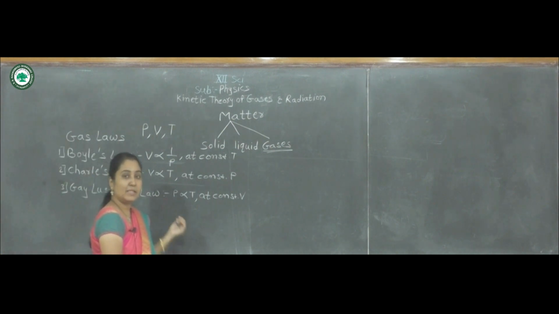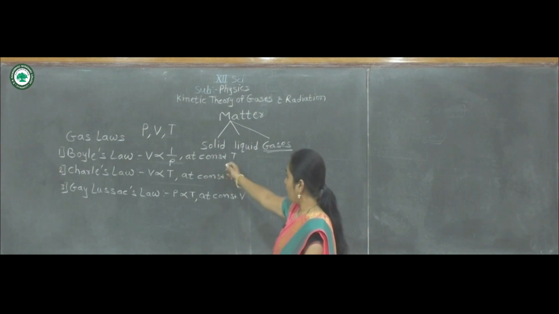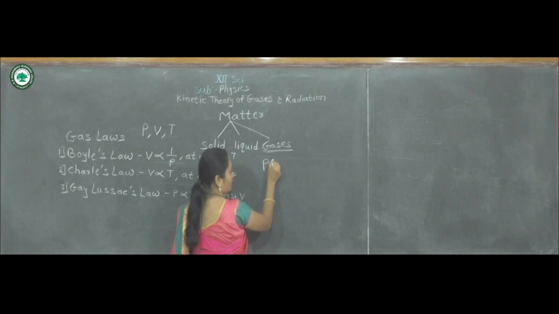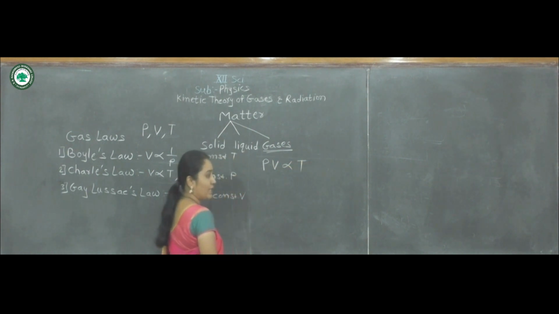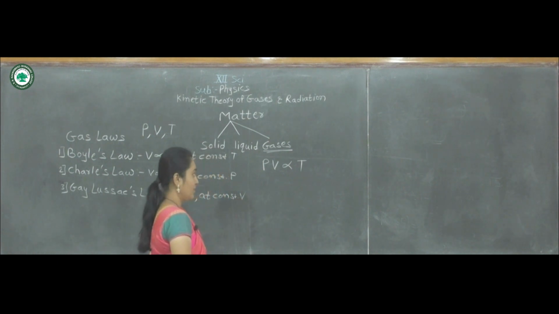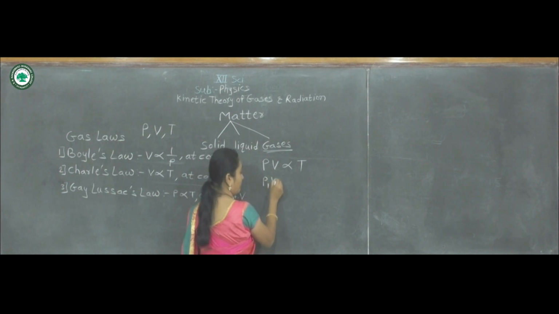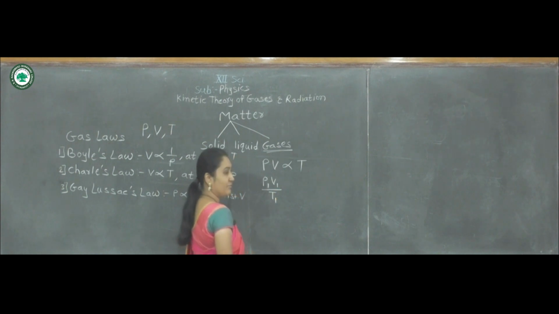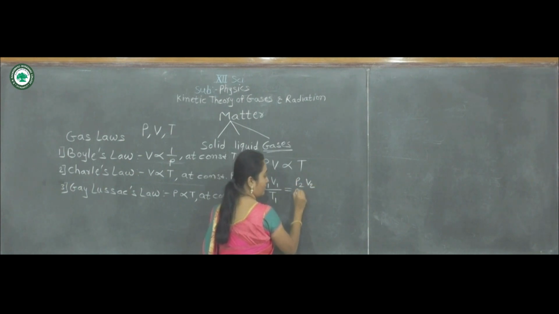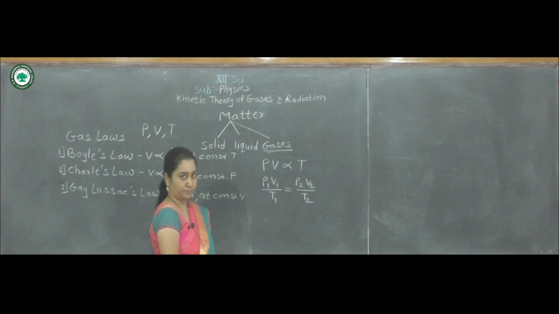By combining these three laws, the ideal gas equation can be obtained. When we combine these three gas laws, we can write PV is directly proportional to temperature T. This equation can also be written as P1 V1 upon T1 is equal to P2 V2 upon T2.